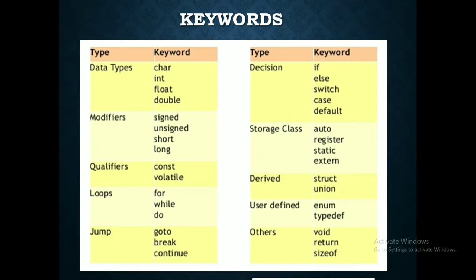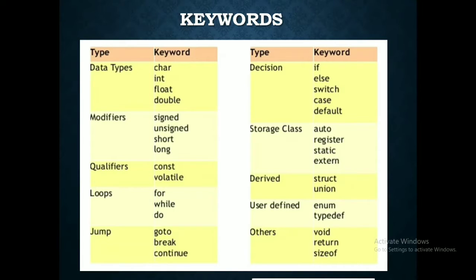Next, there are many keywords in C which can be represented in different ways: data types, modifiers, qualifiers, loops, decisions, storage classes, derived classes, user defined, and others. Data types are char, integer, float, double. Modifiers are signed, unsigned, short, long. They can modify their values.